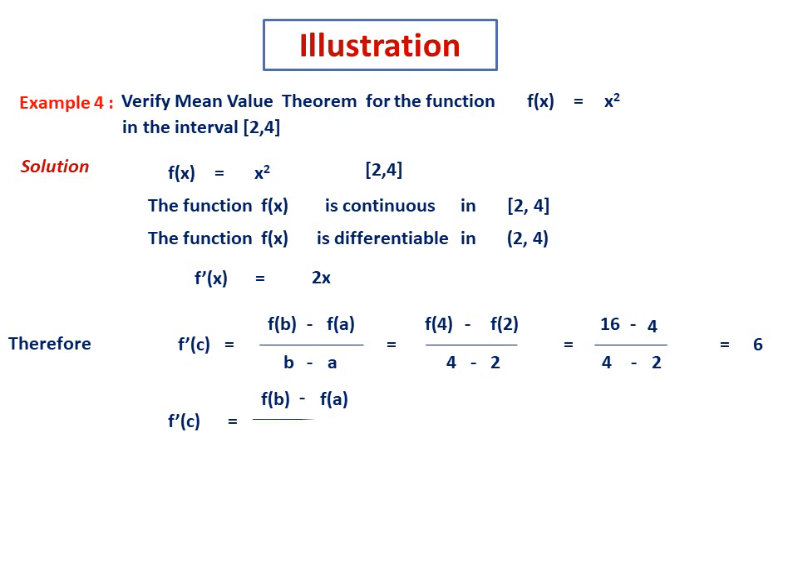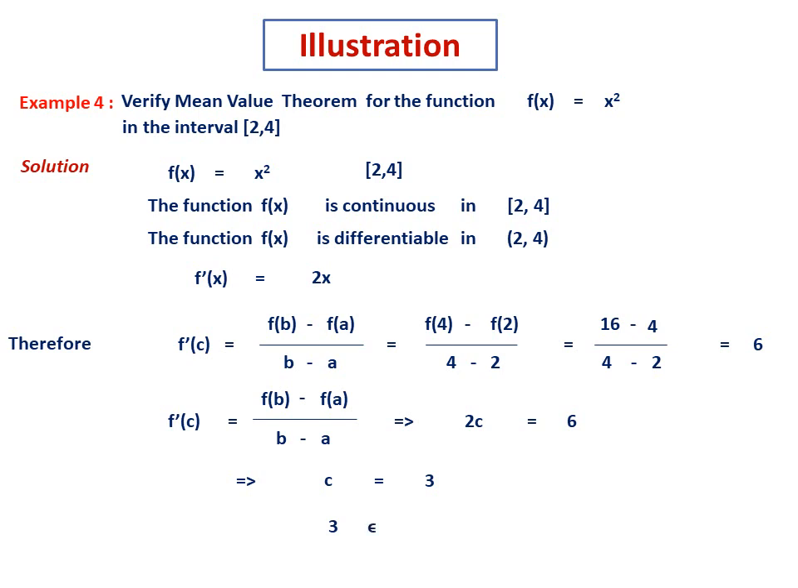Also f'(c) is equal to f(b) minus f(a) divided by b minus a, which implies 2c equals 6, because f'(c) is 2c. Therefore c will be equal to 3. Now what you have to check is whether this 3 belongs to the interval. You can see that 3 belongs to the open interval (2, 4). Therefore, the mean value theorem is verified.